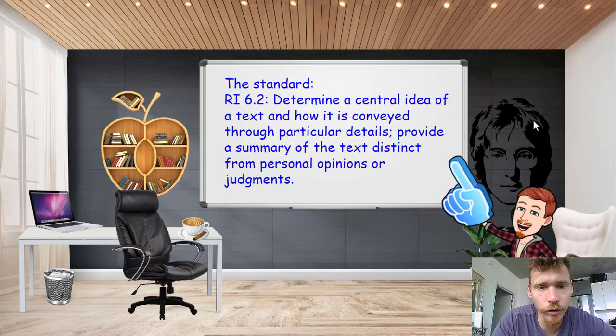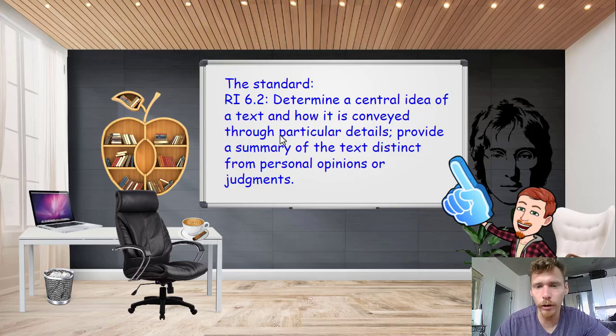Here's what the standard actually says. Determine a central idea of a text and how it is conveyed through particular details. Provide a summary of the text distinct from personal opinions or judgments. We are going to focus on the first part of the standard, so what's before the semicolon, and that is determine a central idea of a text and how it is conveyed through particular details. The second part is focusing on writing a summary, which I like to teach as its own lesson.